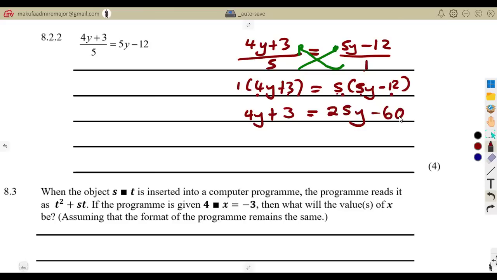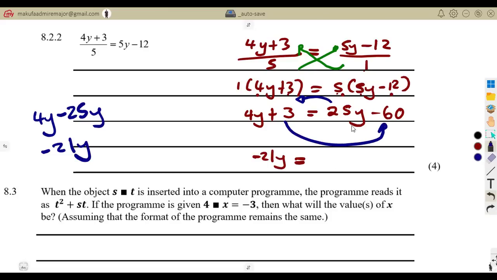So meaning to say we can collect the terms of y to one side of the equation, 25 across the equal sign. So it was going to be 4y minus, the moment it crosses the equal sign. So 4y minus 25y, which is negative 21y, is equal to, you take the 3 to the other side of the equation. It was going to be a minus 3 there. So it was going to be a negative 3.